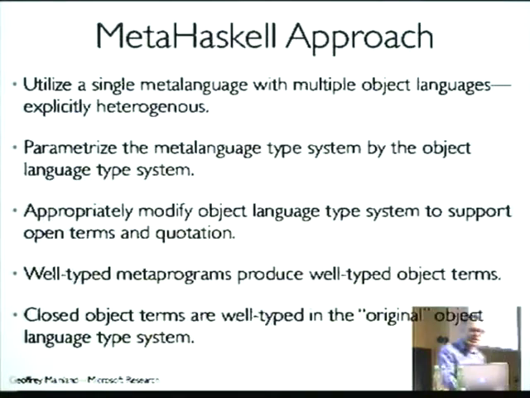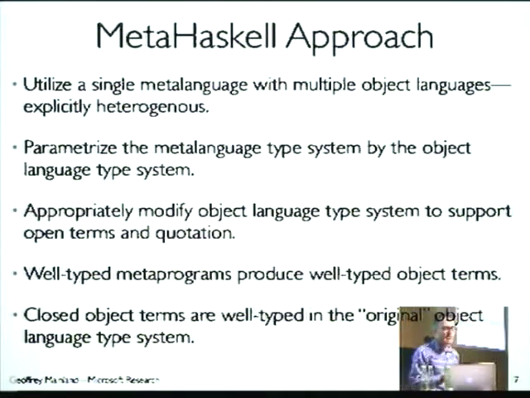So what's the approach that I'm going to take? The idea behind MetaHaskell is that we're going to take a single meta language, in particular Haskell with some slight modifications, and we're going to allow multiple object languages to be used here. Right? So we're going to make this an explicitly heterogeneous metaprogramming system. We're going to parameterize the meta language type system in some way. I'll tell you how later, I'm being very vague right now, by the object language type system.